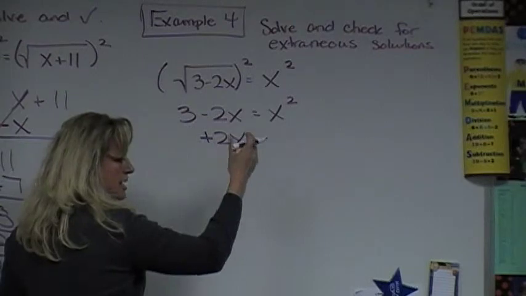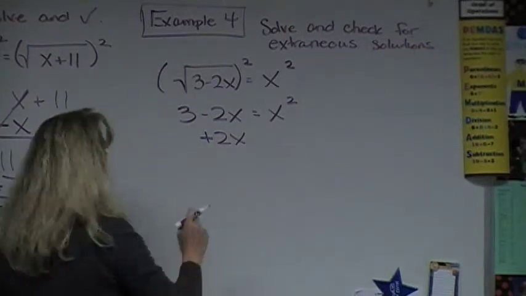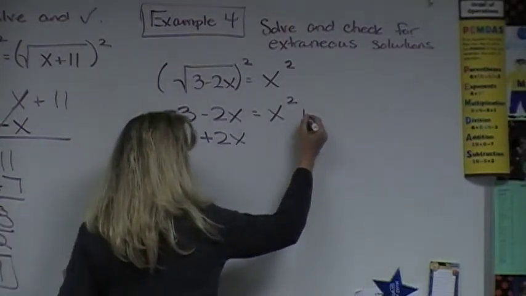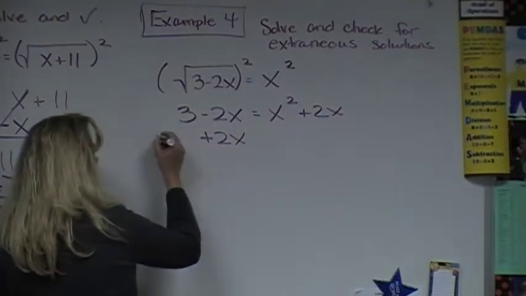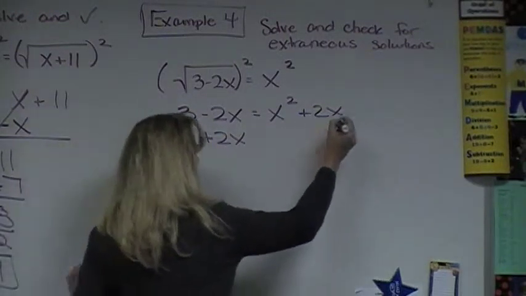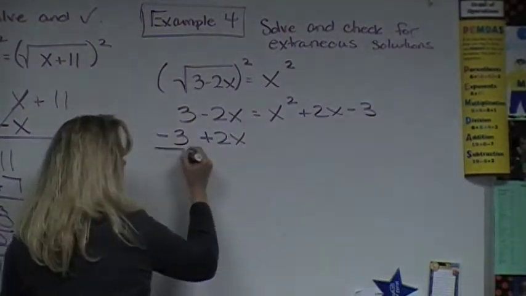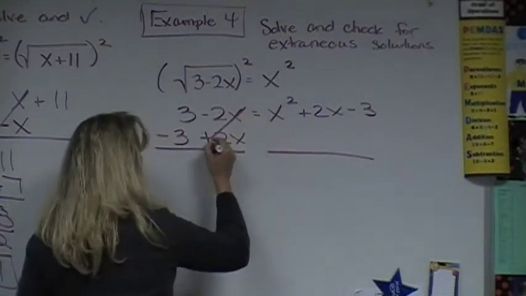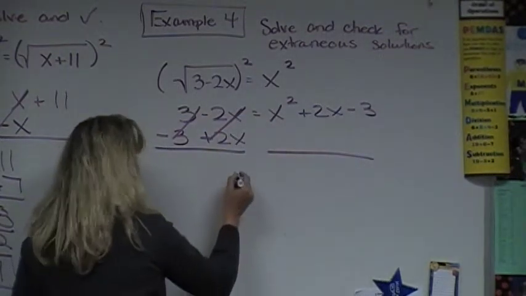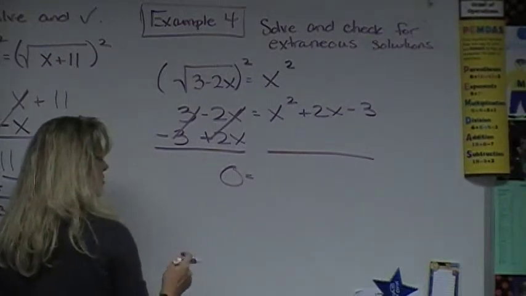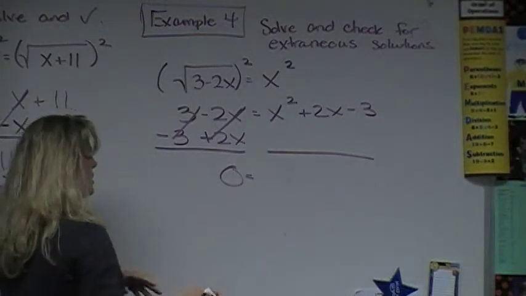Now, do you want to do it in 2 steps or just all at once? All at once. So add 2x to both sides, and also do what? Subtract 3 from both sides. So by doing that, class, what have I done? You got rid of everything and also set it equal to 0.